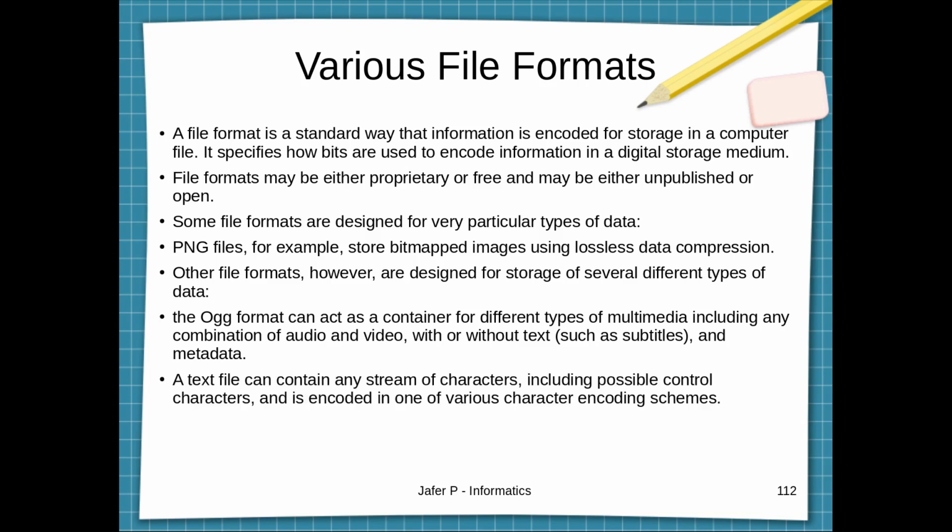A text file can contain any streams of characters, including possible control characters, and is encoded in one of the various character encoding schemes. What do you mean by text file? Text file means it consists of a stream of characters. The stream of characters may include control characters as well. There are different kinds of control characters as well. So all these stream of characters and control characters are encoded in various character encoding schemes.